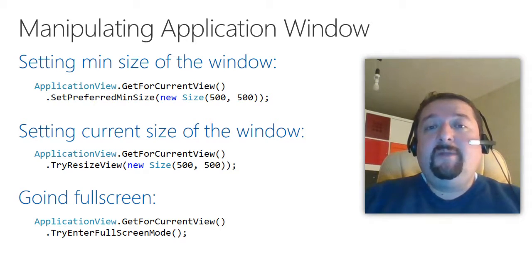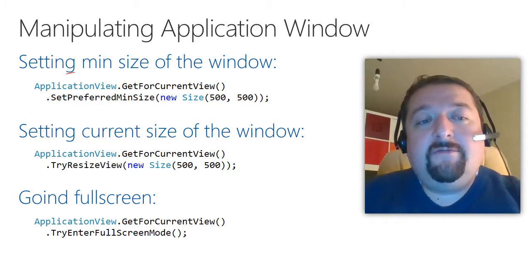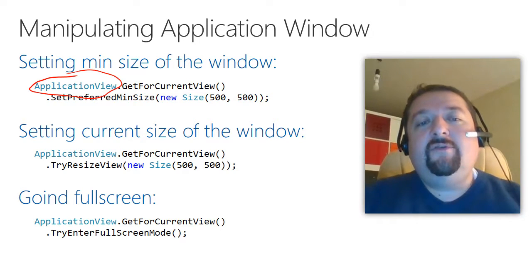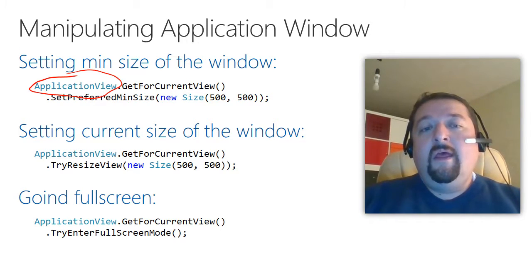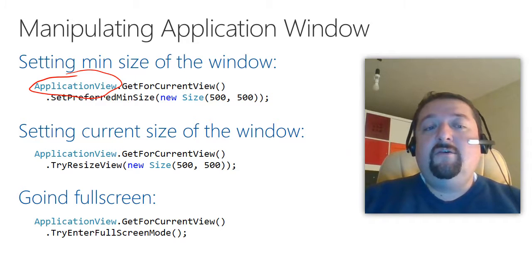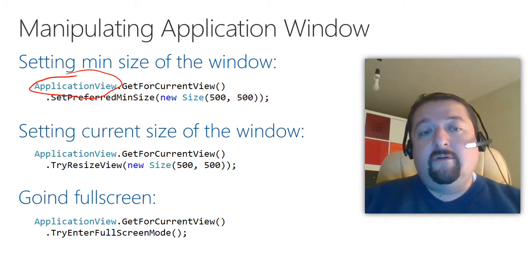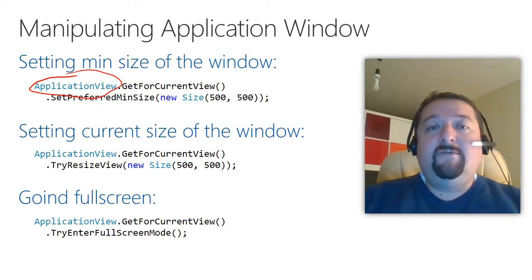So to manipulate the application window, there is a special object called ApplicationView. You can always retrieve the ApplicationView object for the current view. It contains methods which allow you to set the minimum size of the window, resize the window, go full screen, and so on.